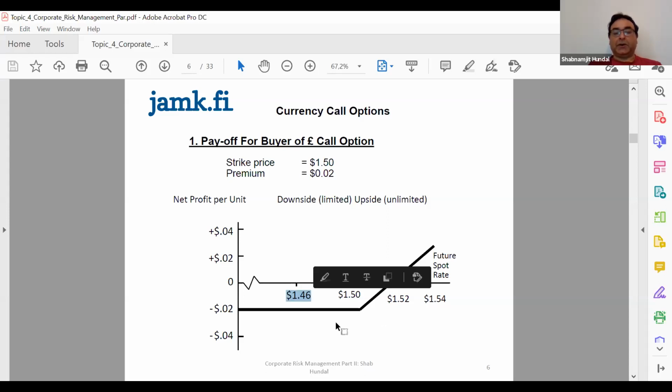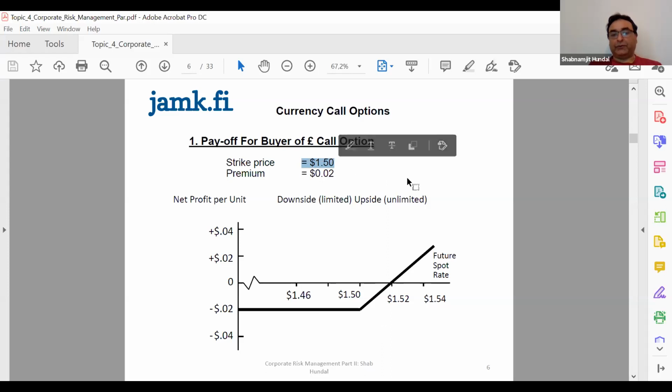Obviously, the market price is cheaper. When the market price is cheaper, you prefer the market, and you don't have to buy from the broker at 1.50, because the option gives you the right but no obligation to buy. The call option gives you, in this example, the right to buy a pound for 1.50 US dollars, but it doesn't compel you.